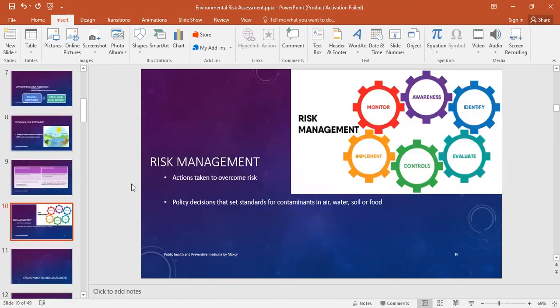How do we do risk management? There are different steps in risk management: action taken to overcome risk, and policy decisions that set standards for contaminants in air, water, soil, or food, such as identify, evaluate, control, implement, monitor, and awareness. These are the steps that are used in risk management.